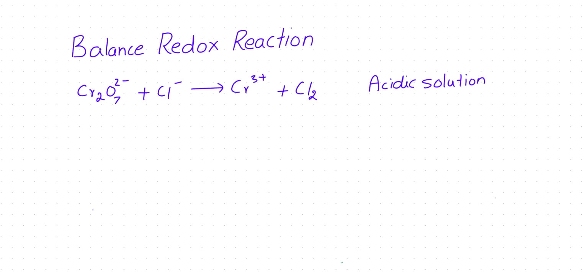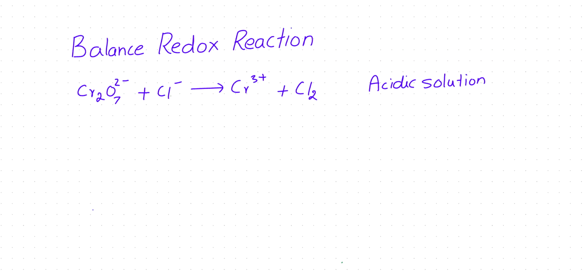In this video, we'll balance redox reactions in acidic and basic solution by the half reaction method. So Cr2O7 2- plus Cl- gives Cr3+ plus Cl2, and we have to balance in acidic solution. First, we'll write two half reactions.